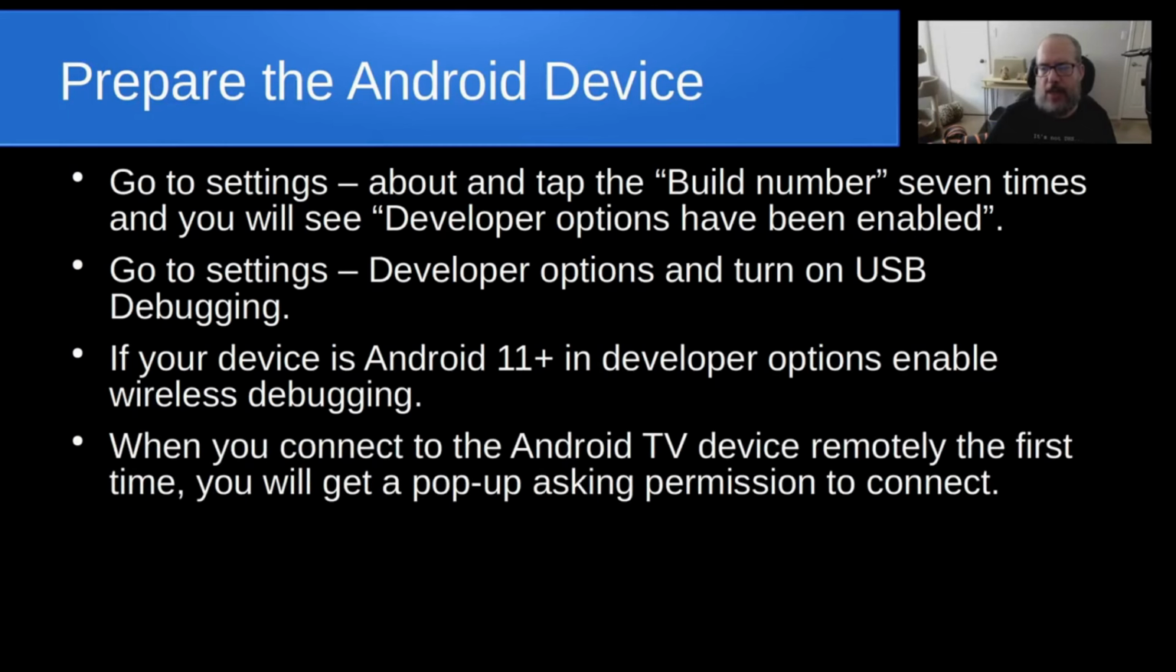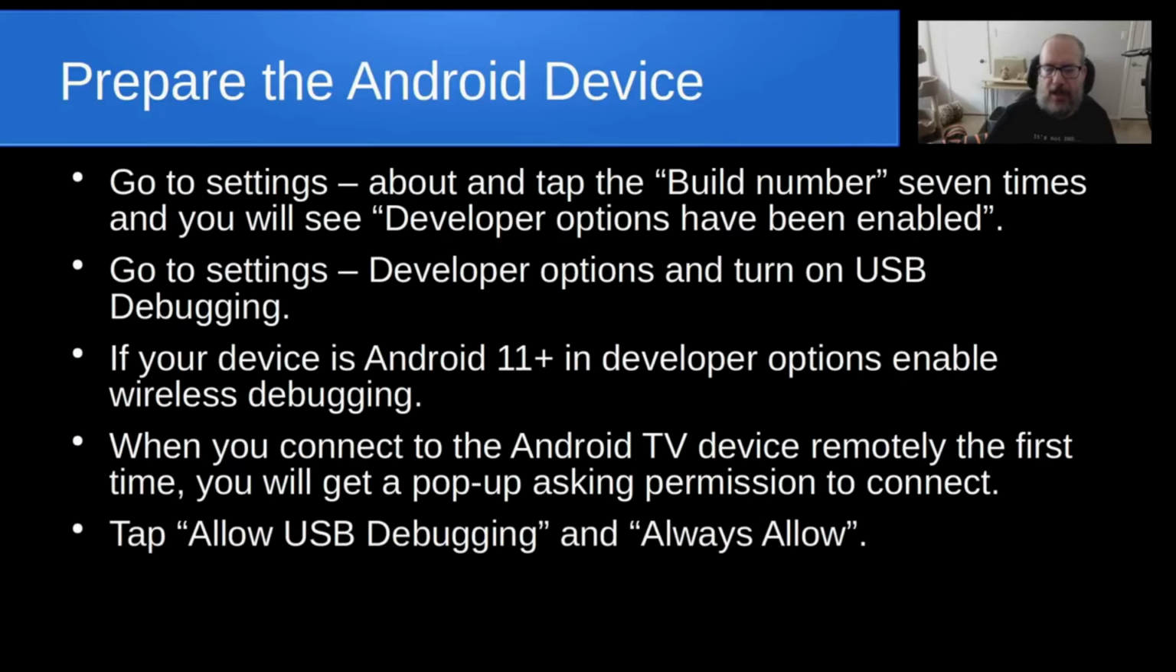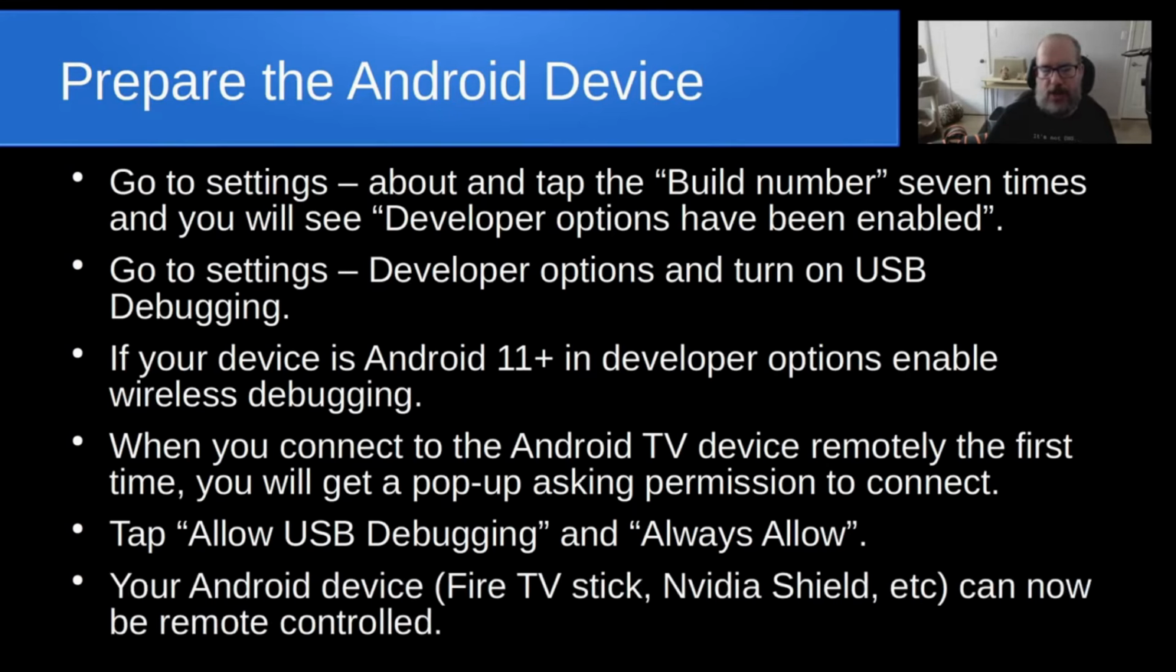So when you connect to the Android TV device remotely the first time, you're going to get a pop-up message which asks for permission to connect. And you're going to tap Allow USB Debugging. And there's also normally a checkbox that says Always Allow, and we want to go ahead and check that as well so that future connections to ADB are always automated. And then your Android device, which could be something like a Fire Stick, an NVIDIA Shield, or any other type of Android TV device, is now capable of being remote controlled.